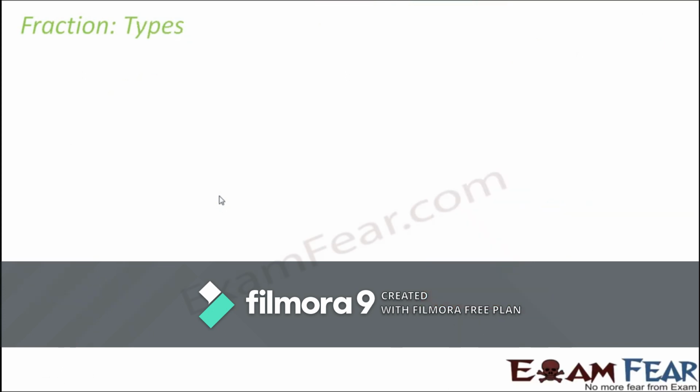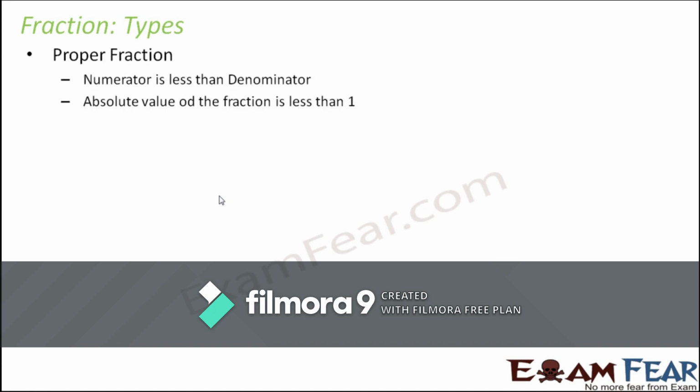Types of fraction. Now fractions can be divided into many types. Proper fraction, where the numerator is less than the denominator. Now can you tell me a quick recap? What is numerator? What is denominator? Denominator, D for denominator, D for down. So the number which is present down is denominator. Number which is present on the top is numerator.